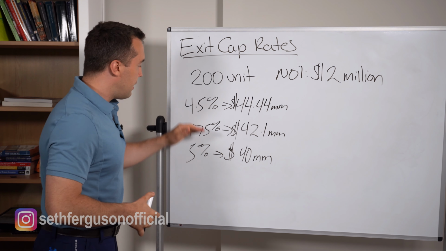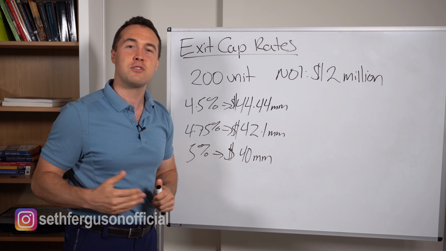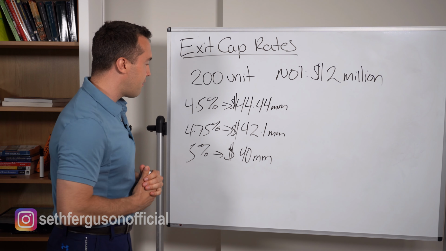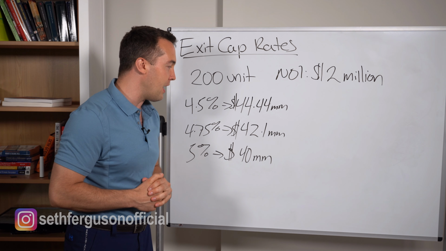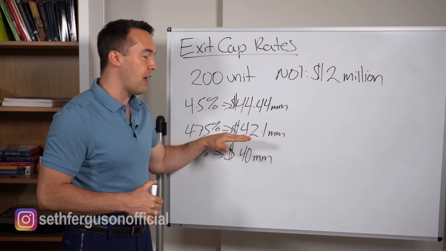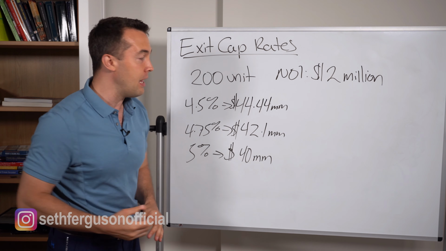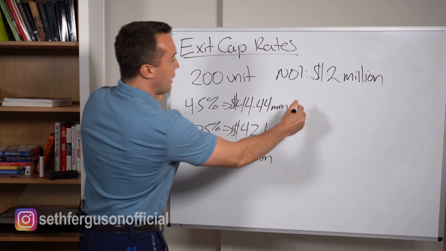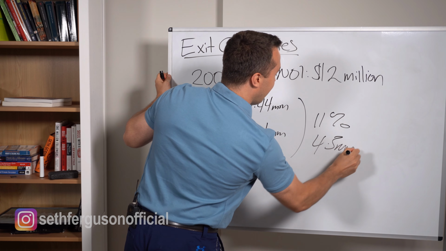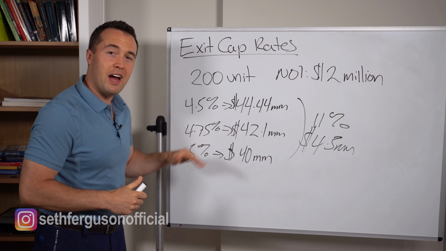Not too shabby. Then when we bump up the cap rate, that means investors are willing to pay less for each dollar of NOI produced. So a 4.75% cap rate will yield a value of $42.1 million. And then at a 5% cap rate, we have a value of $40 million. You can see how the slightest difference in exit cap rate can make a big difference. We have an 11% swing, or a $4.5 million valuation change from a 4.5% cap rate to a 5% cap rate.